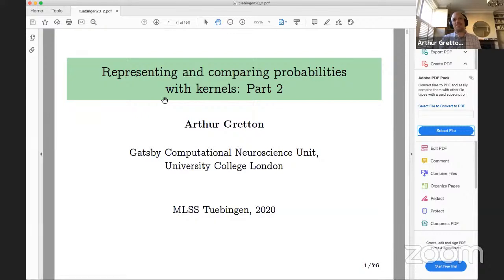I have a set of objects from some distribution, here dogs from some distribution P. I have another set of objects from a second distribution Q. And my goal, based on these two sets of objects, is to tell whether P and Q are different or similar. So this slide is today's slide. This is what we're going to talk about today. All right.